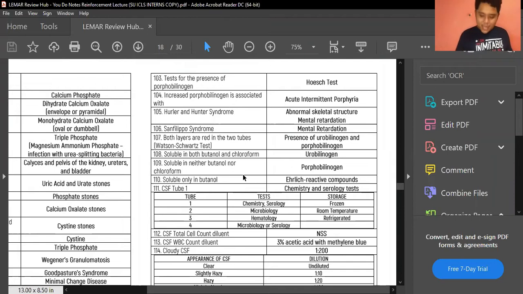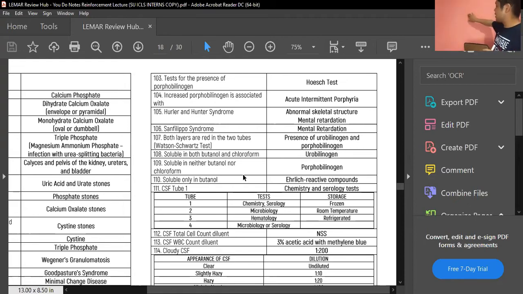You have to remember the enzymes and all that. But I think it's not in the TOS, so it won't come out. Hurler, Hunter, and Sanfilippo are mucopolysaccharide disorders. For Hurler and Hunter, as you can see, there is mental retardation and abnormal skeletal structure. But for Sanfilippo, only mental retardation. Alright? Watson-Schwartz, okay, I'll draw it.